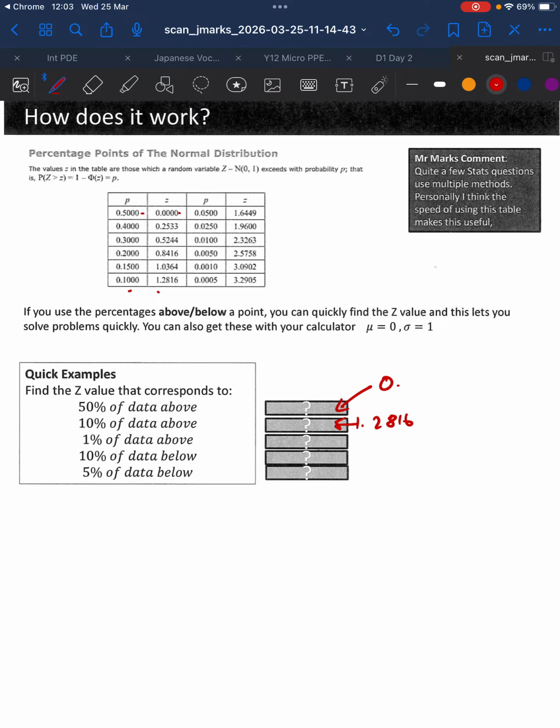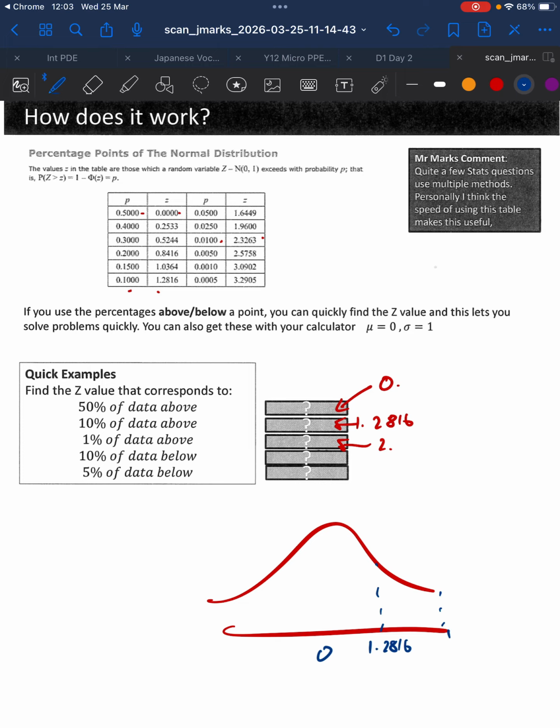1% above. There we go. So that's an even more extreme value, yeah? So as I'm doing this, 0, 1.2816, 2, it makes sense. These are values that are getting more and more extreme. 50%, 10%, 1% above. So that was 2.3263. Let's write that down all together, 2.3263. 10% of the data below.